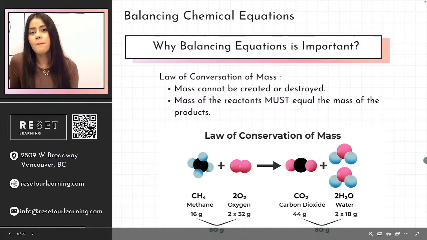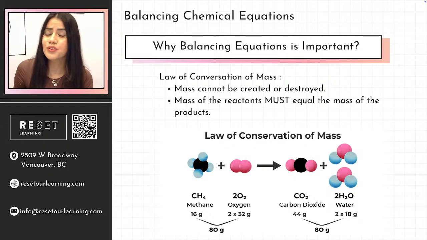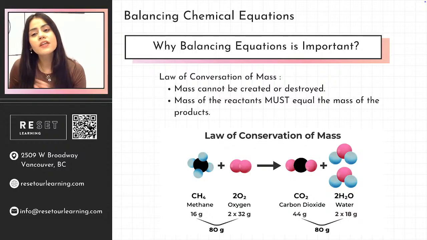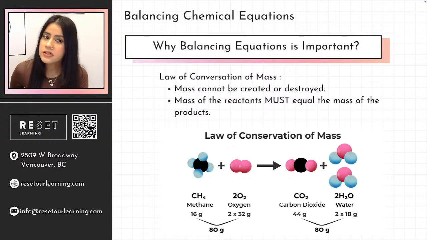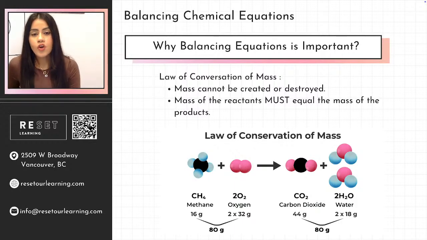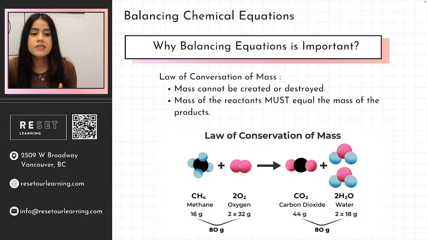All right, so balancing chemical equations. If you have taken Science 10, you would know that this is a very, very important concept. We cannot start solving any of our chemical equations if our balancing is not done. The reason is the law of conservation of mass. Again, mass cannot be created or destroyed, which means the mass of the reactants must always equal the mass of the product.